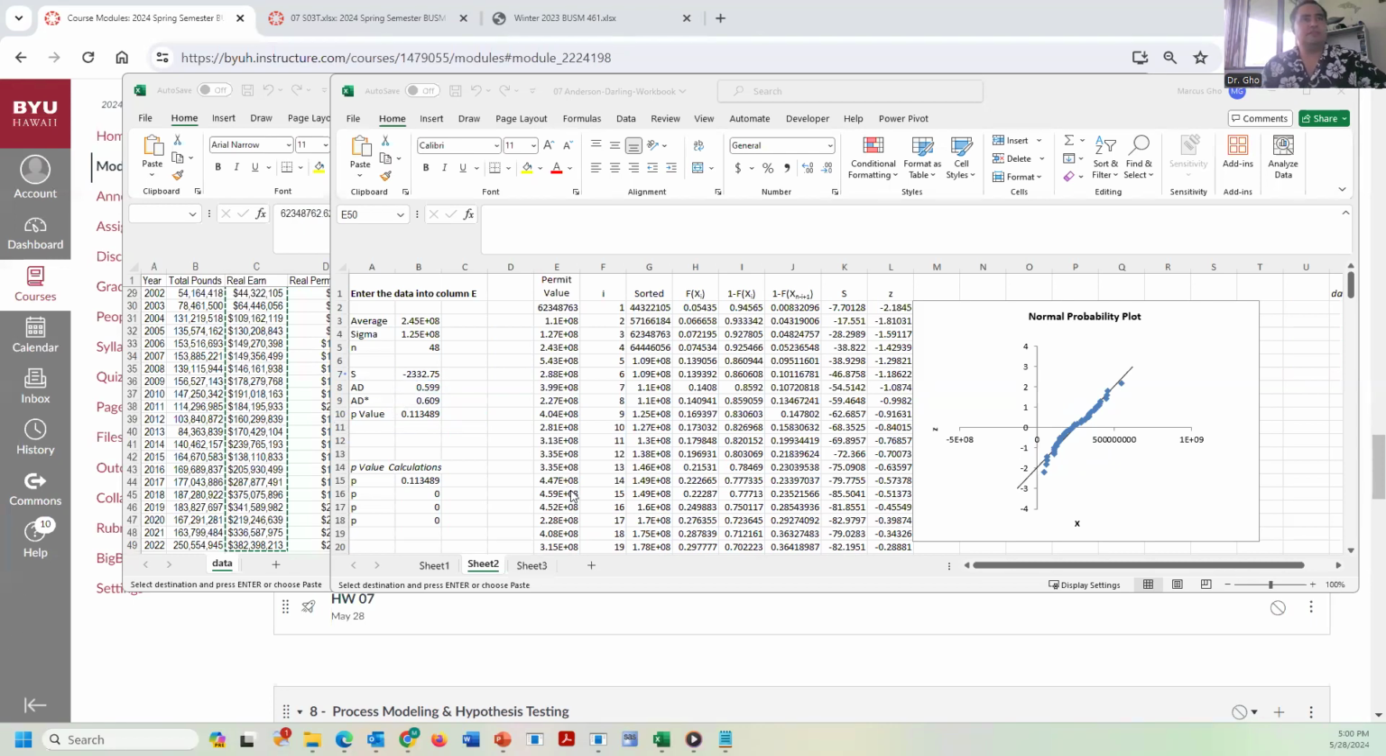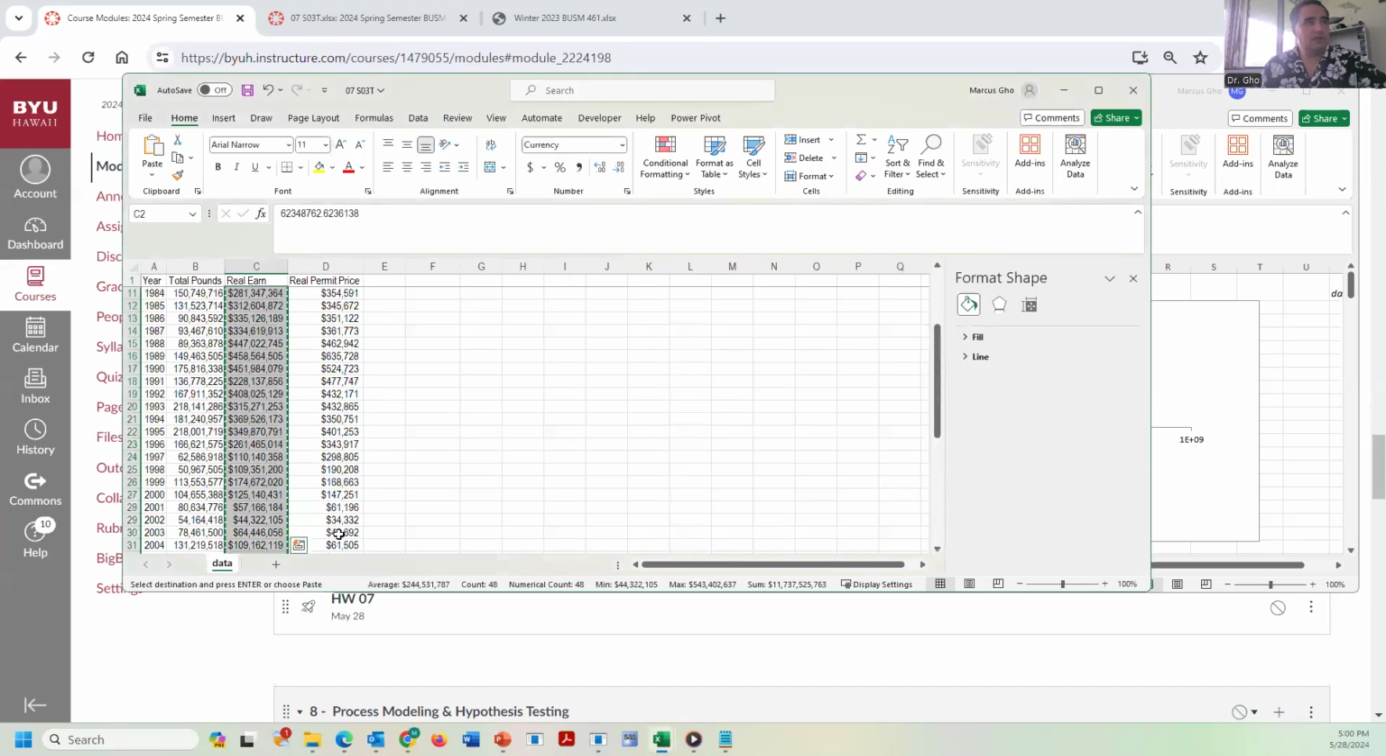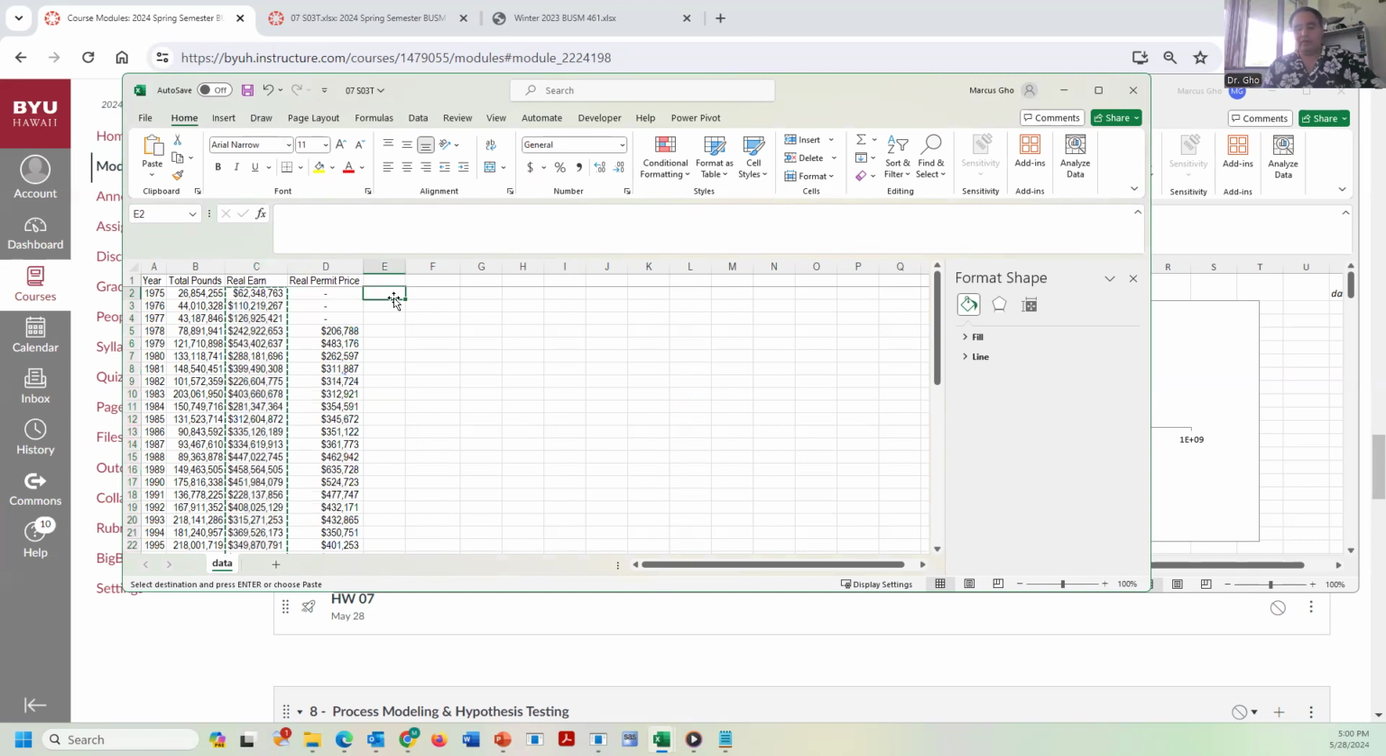And I'm done with the Anderson-Darling workbook. I'm going to come over here to real earnings. So is the data normal? Yes. Using a sigma of 1, a z-score of 1, what percentage of years were out of specification or out of control, whatever you want to call it? We'll figure that out. First thing I'm going to do is calculate mu, or average.